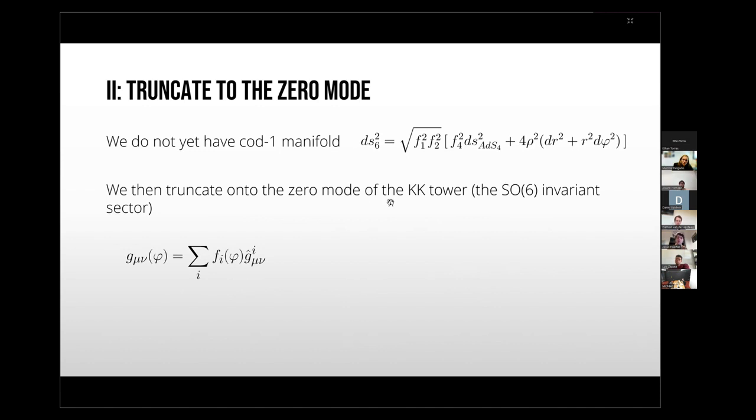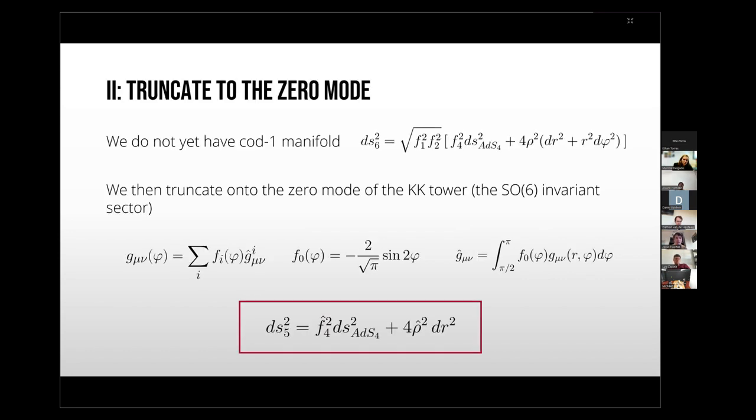So now we truncate to the zero mode of the Kaluza-Klein tower. We have that our modes, our spherical harmonics, are given by this decomposition. The zero mode function is this one. This is chosen to have asymptotic AdS5, and we extract the graviton zero mode using this integral. It's like an inverse Fourier transform. So we finally get the 5-dimensional manifold with the truncated zero mode gravitons. Next, we reparameterize the r to have an x coordinate in order to compare with the Karch-Randall results.